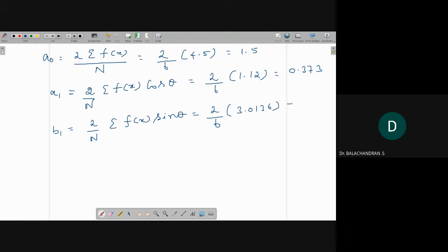So we get 1.004. Therefore our f of x is A naught by 2, 1.5 divided by 2 is 0.75, plus 0.373 into cos theta, plus 1.004 into sin theta. So this is the final answer. So there is one more note.